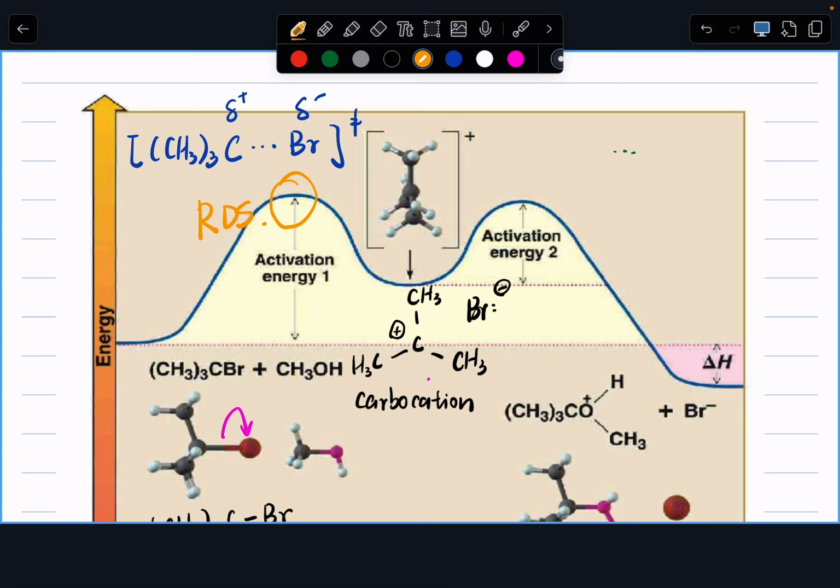The next step, where the methanol comes in and reacts with the carbocation, also has an activation energy barrier, but since my second step is a much faster step, it does not contribute to the overall rate of the reaction. So when we're comparing the two mechanisms, we're typically comparing only the first step with the concerted SN2 transition state.